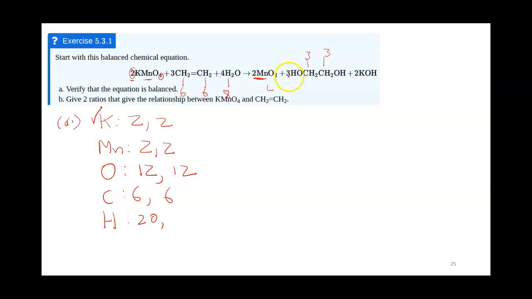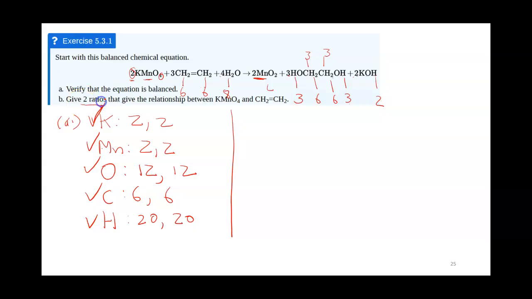So on the other side, we got 3 times 1 there, so that's 3, and then 3 times 2 there, so that's 6, and then 3 times 2 again, so that's another 6, and then 3 times 1, so that's 3, and then 2 times 1, so that's 2. So 3 plus 6 is 9, plus another 6 is 15, plus 3 is 18, plus 2 is 20. So it looks like everything is balanced. Manganese is balanced, oxygen is balanced, carbon is balanced, hydrogen is balanced, potassium is balanced.